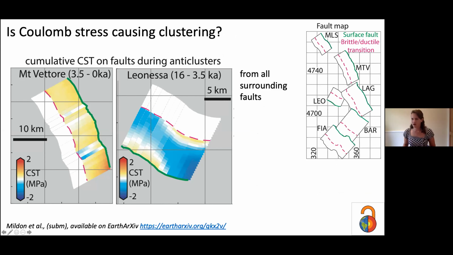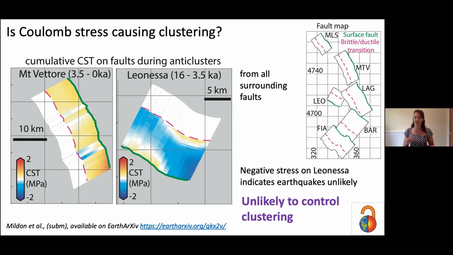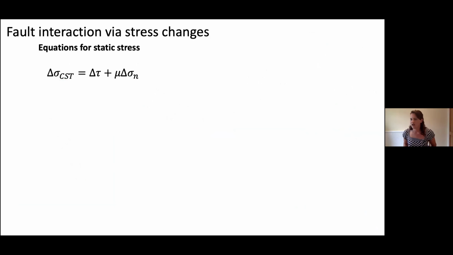These are models of cumulative Coulomb stress on the Monte Vetri and the Leonessa faults during the anticluster, so during the time they're not moving. And this is from all the surrounding faults. What we see is the Monte Vetri fault is positively stressed, but the Leonessa fault is negatively stressed. And negative stress usually says, okay, earthquakes are unlikely. So what we think is that Coulomb stress on its own is unlikely to control clustering.